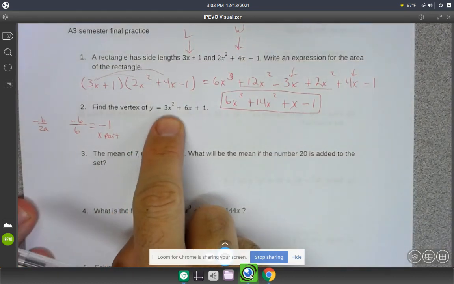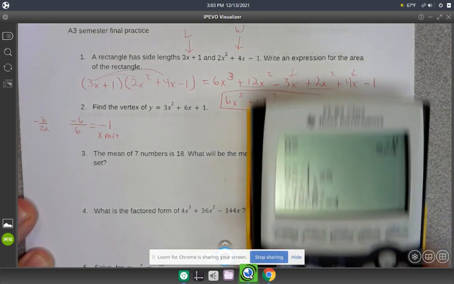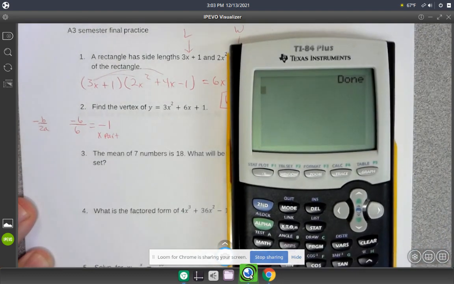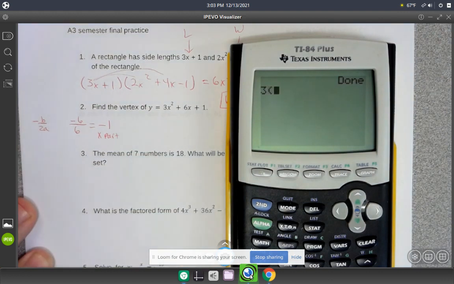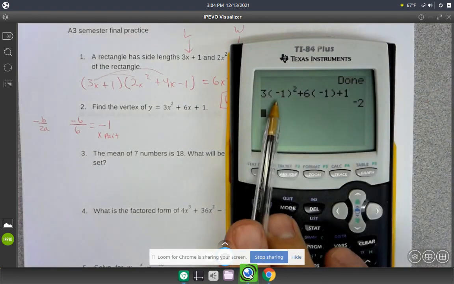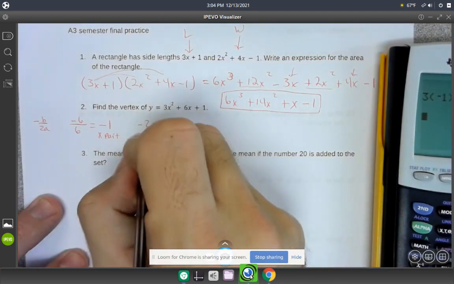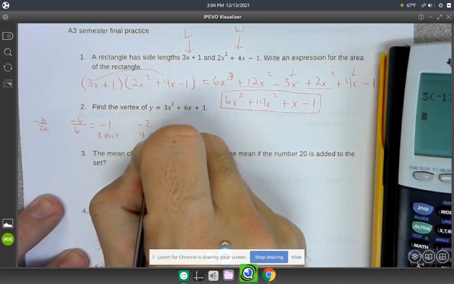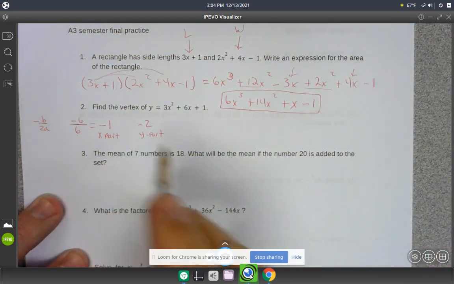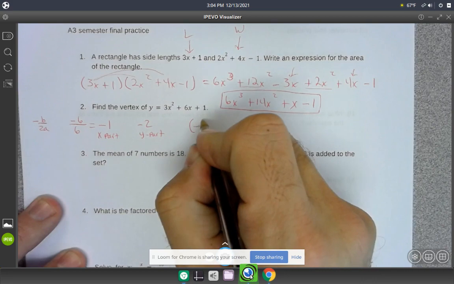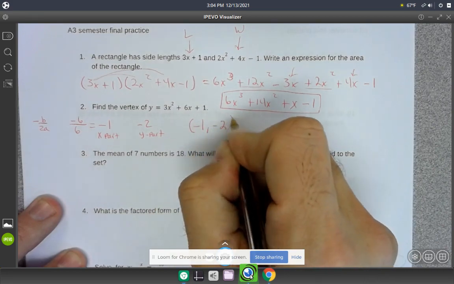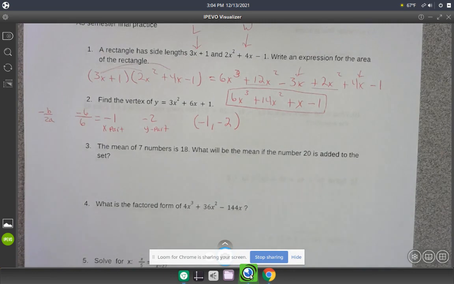So you'd have to plug negative 1 back in for x. You'd have to do 3 times negative 1 squared plus 6 times negative 1 plus 1, and that gives you negative 2. All right. So negative 1 was our x part, negative 2 is our y part. We got that by using the calculator there. So my vertex is going to be negative 1, comma, negative 2. That's going to be the vertex.